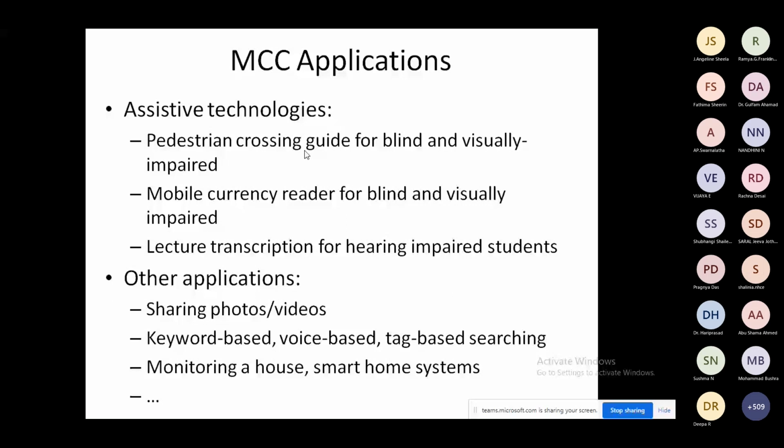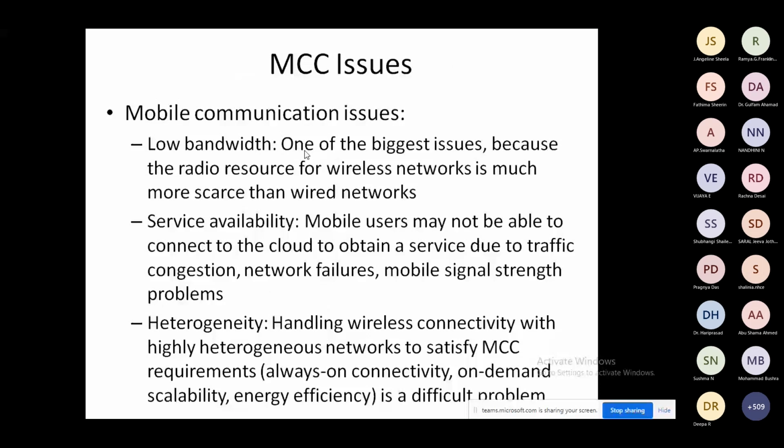Now, what are the mobile cloud computing issues? So you can see a mobile communication issue like low bandwidth is there. It is one of the biggest issues because the radio resource for wireless networks is much more scarce than for wired networks. And there is service availability, where mobile users may not be able to connect to the cloud to obtain a service due to traffic congestion, network failure, or mobile signal strength problems like this.